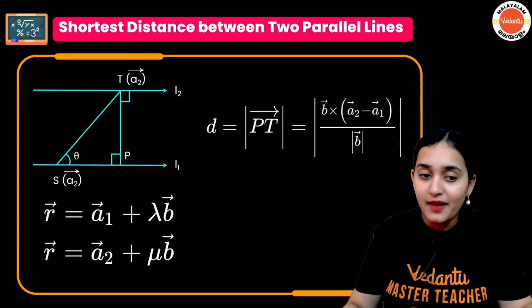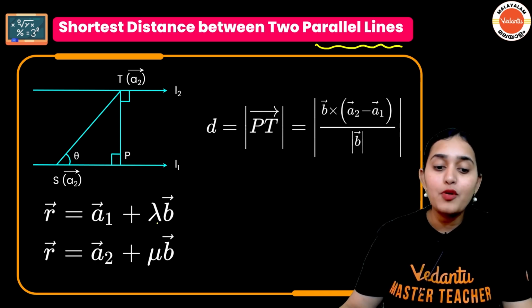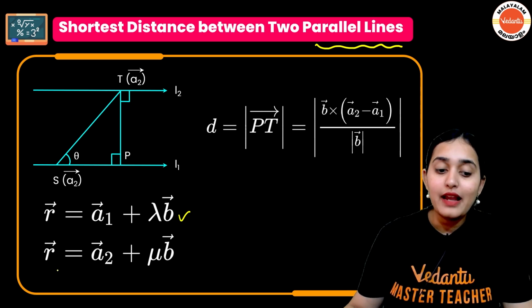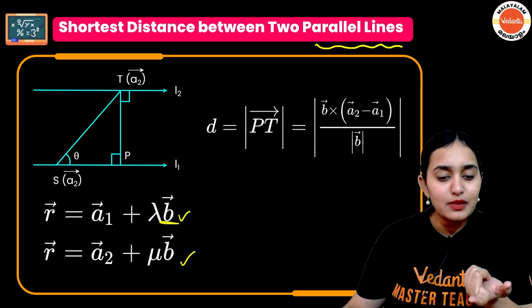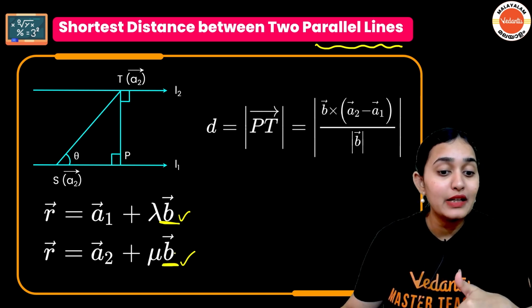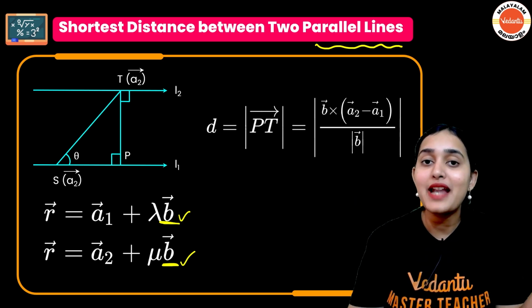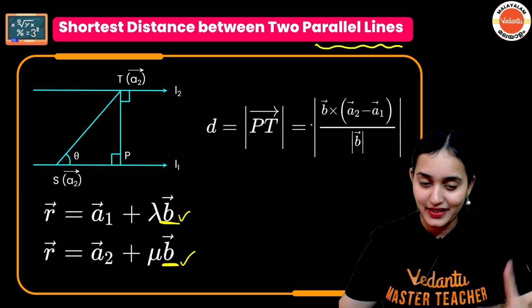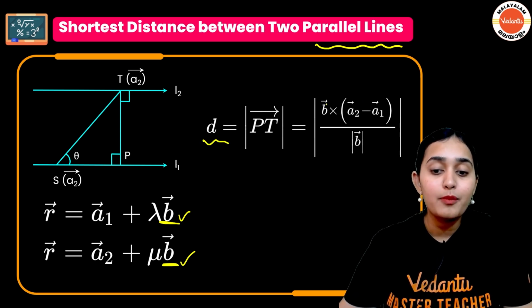What is the formula? First, if your lines are parallel, suppose your line number 1 is A1 plus lambda b, and line number 2 is A2 plus mu b. Now you are wondering why it is b and b, not b1, b2. Remember, parallel lines have the same direction cosines, the same parallel vector, that's why. So the distance between them is the cross product of b with A2 minus A1, upon mod b.